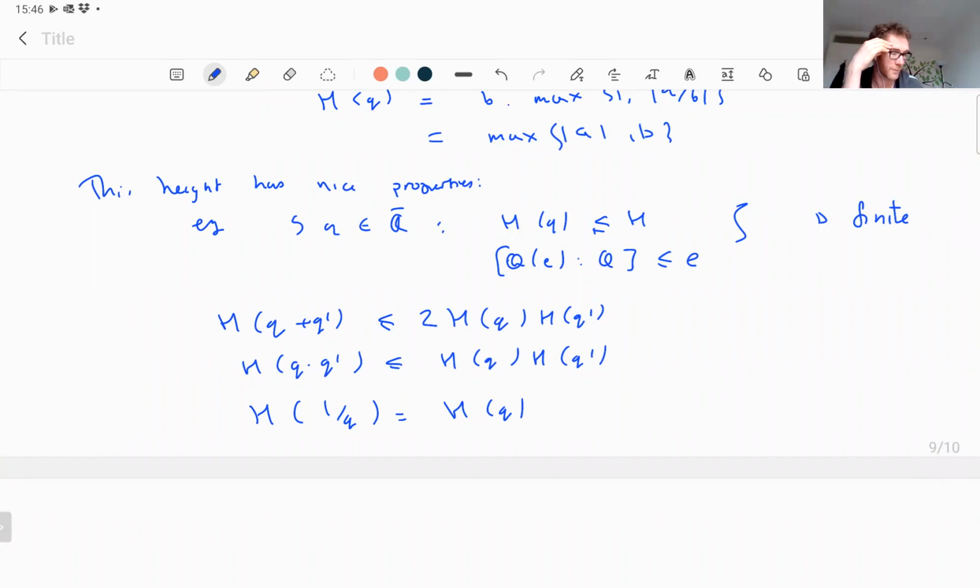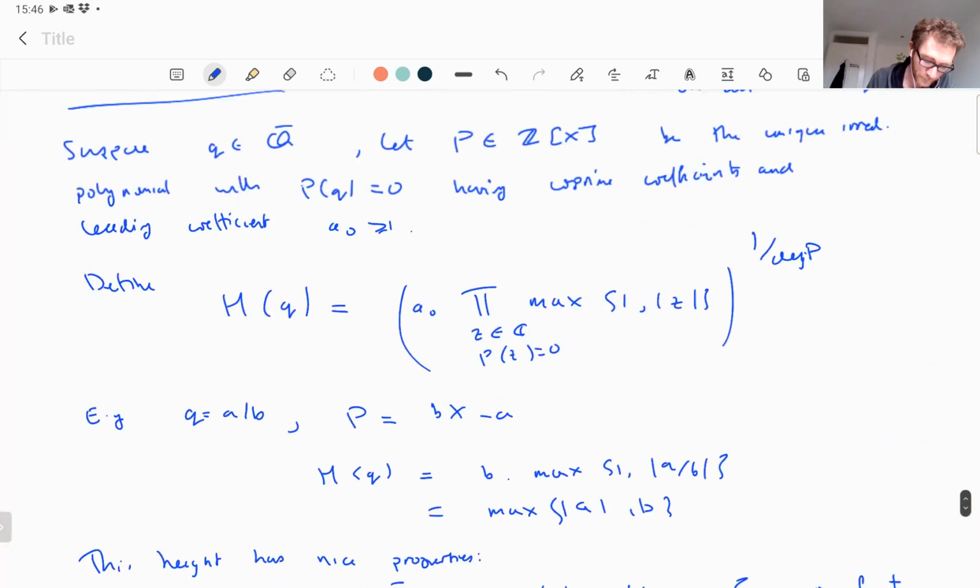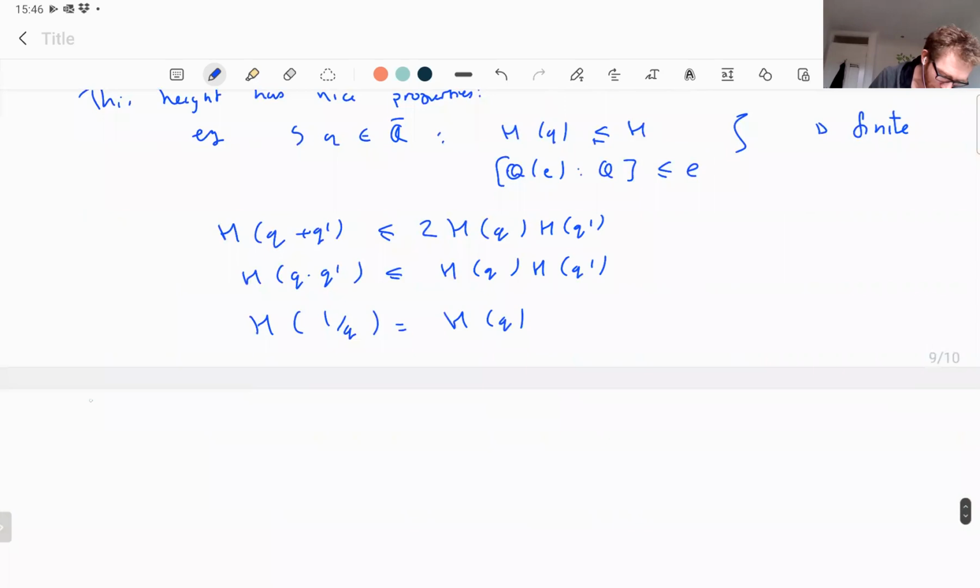There's an alternative definition coming from embedding Q alpha into different p-adic fields, but I'm not going to give that proof. I don't want to go into that side of it. Instead, I'll just give some references.